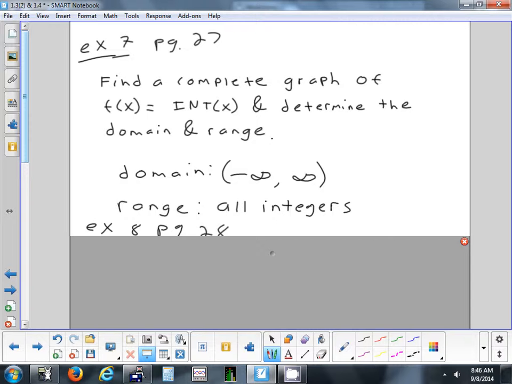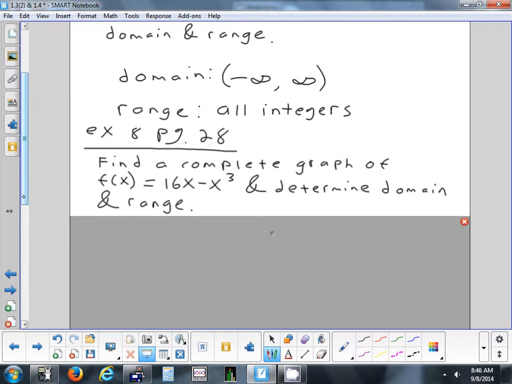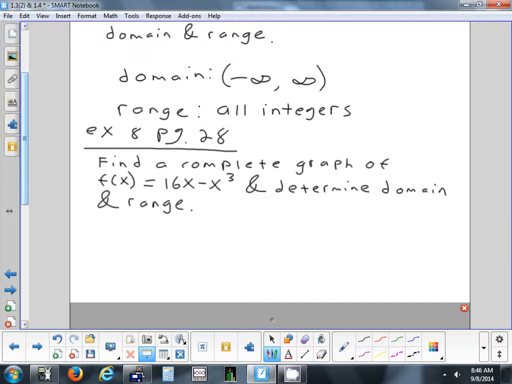Any questions on the domain and range of the step function? Okay. All right, let's try it again. Just practicing the domain and range again. Okay, first we'll find a complete graph of 16x minus x cubed, and then determine domain and range.